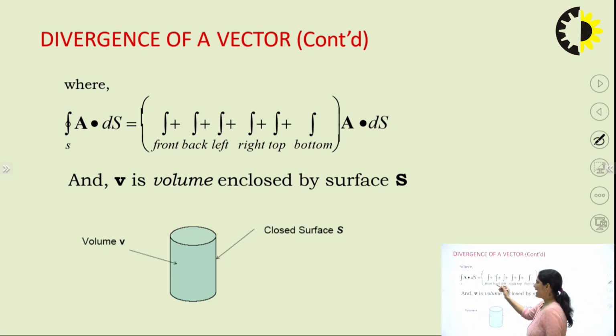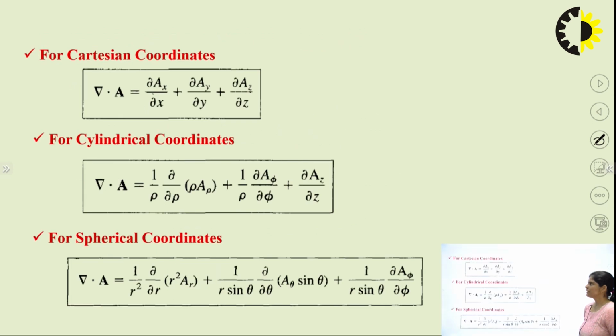So front, back means integration over the front side, back side, left side, right side, top side, and bottom side of A dot ds. Now here V represents the volume enclosed by surface S. Let us consider this is a cylinder of volume V and the closed surface is represented as S. Now for Cartesian coordinates, it is represented as del dot A, which is del Ax upon del x plus del Ay upon del y plus del Az upon del z.